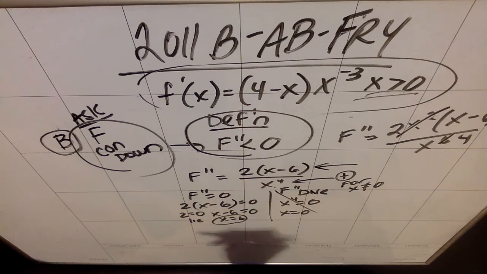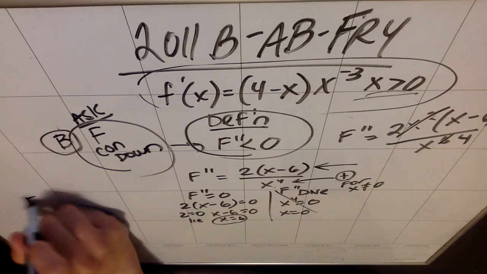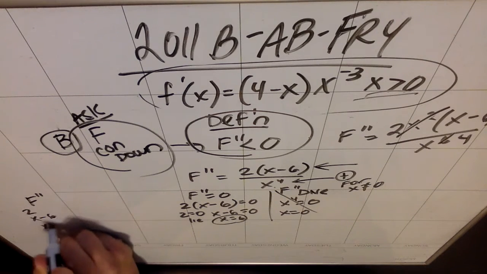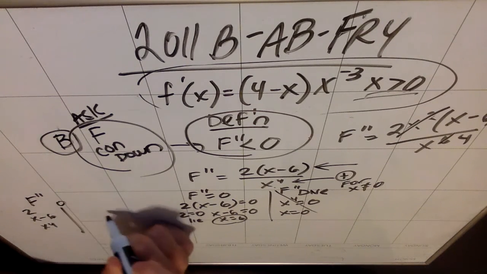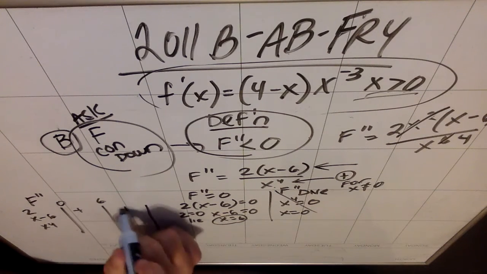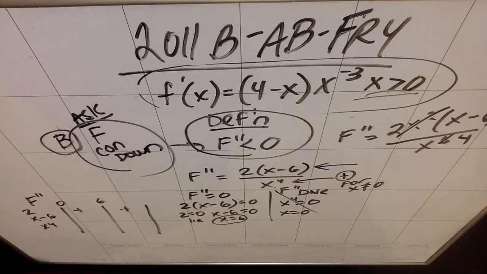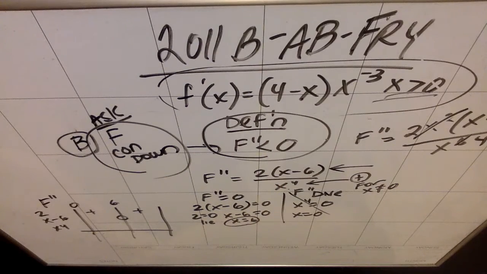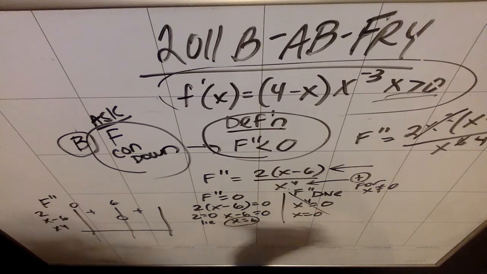So what's going to happen is that if you look at the sign of the numerator, you can make a full-on f double prime sign chart if you want, right? f double prime is a 2, an x minus 6, over this x to the 4th, right? And we know that we have an endpoint at 0, and we have this critical number at 6, right? 2 is always positive because it's just a 2.